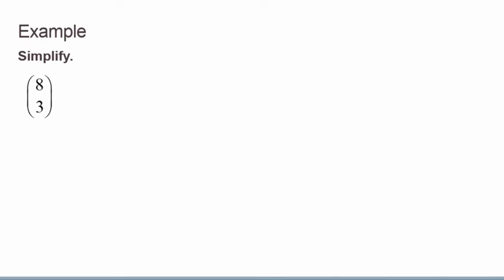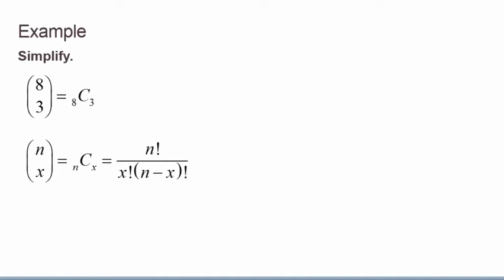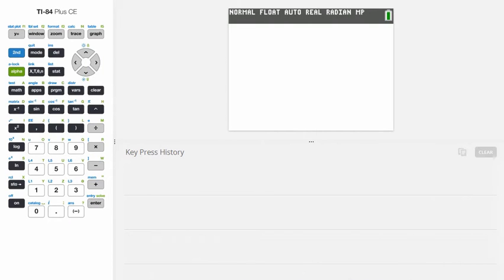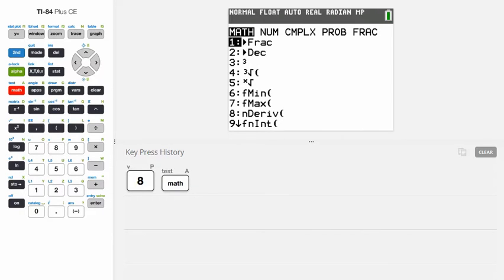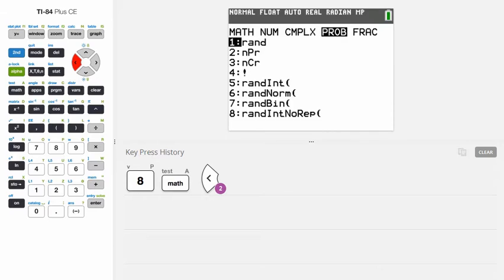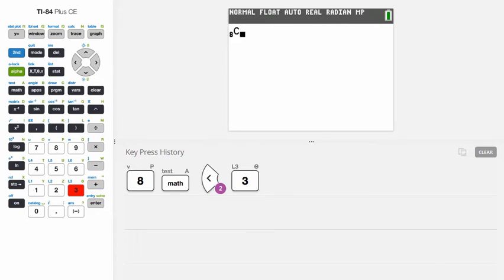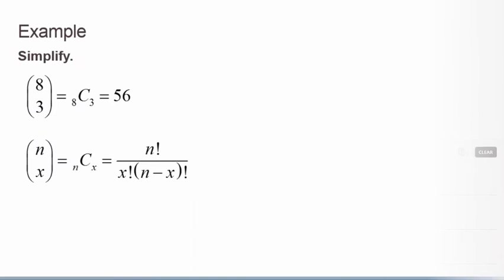Example, simplify n over x with 8 and 3. So we're looking for the combination of 8 choose 3. And when we calculate that, we type 8, go to the math menu, over to probability. The third one down is combination. Then type 3, enter, we get 56. The combination of 8 choose 3 is 56.